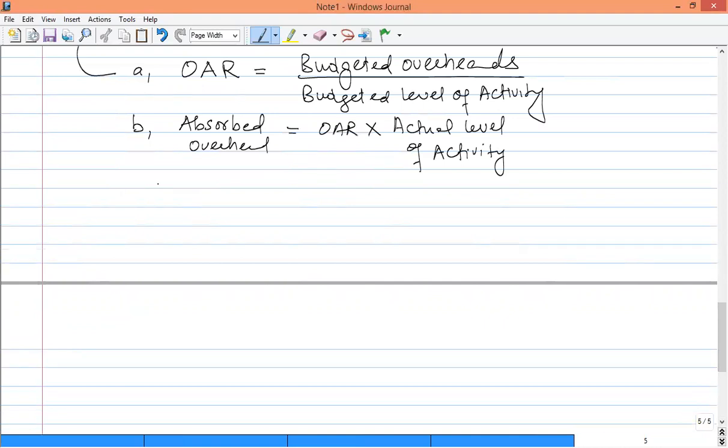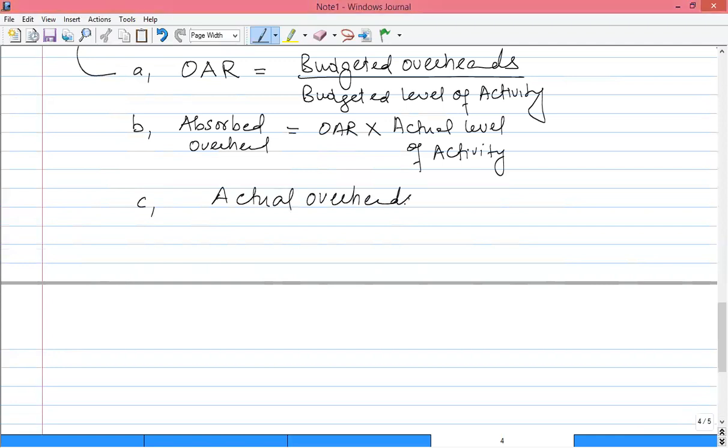But once we have charged overheads into the production cost, it might be possible that we have charged either under absorbed overheads or over absorbed overheads. So in order to find out whether we have charged it over or under, we'll compare the actual overheads with the absorbed overheads. And this results in under or over absorption.